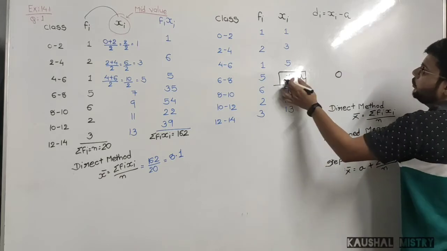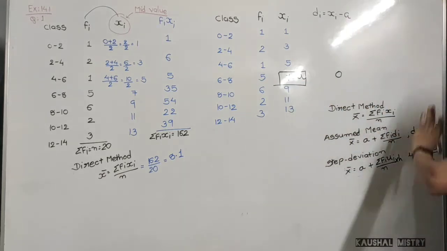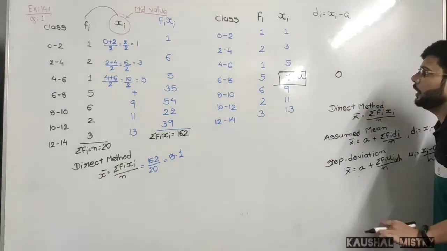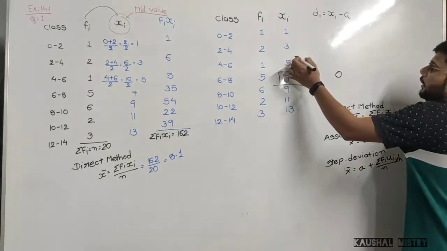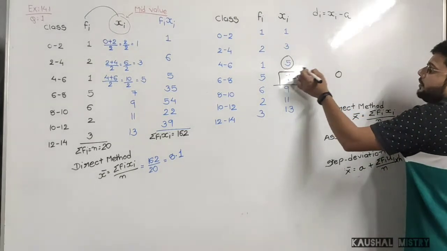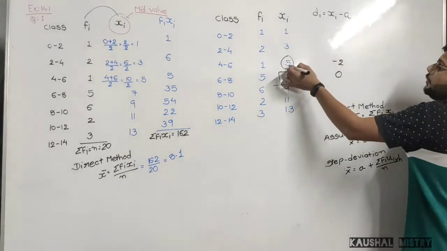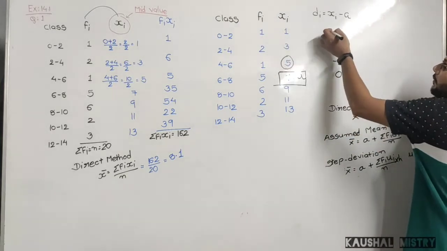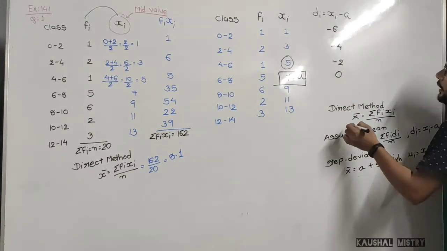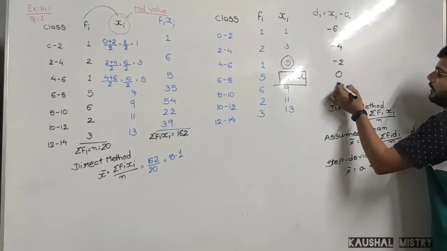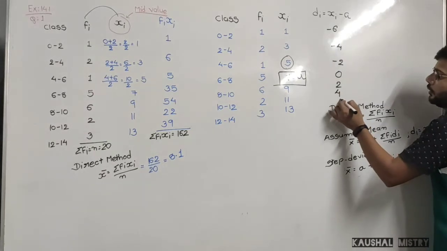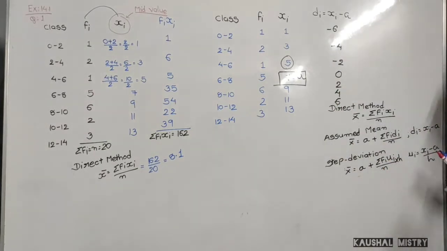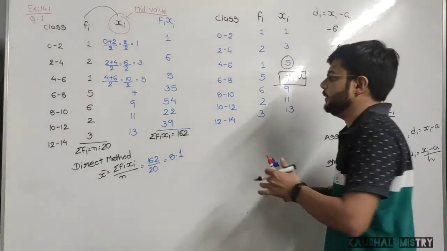So opposite to 7, in the di column you have to write 0 wherever you assume the A. Now xi, this will be 5 minus 7, that is minus 2. 3 minus 7, that is minus 4. 1 minus 7, that is minus 6. And here it is 9 minus 7, 2, 4 and 6. Now you have to remember this.